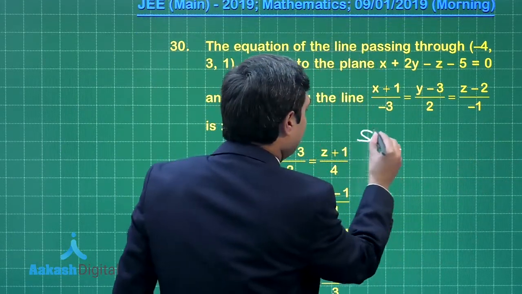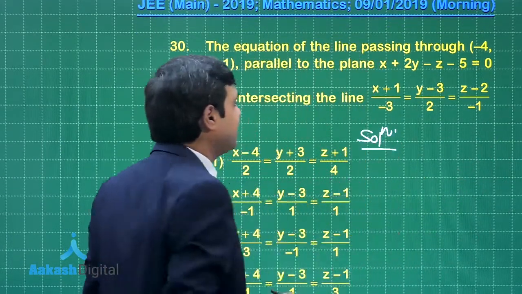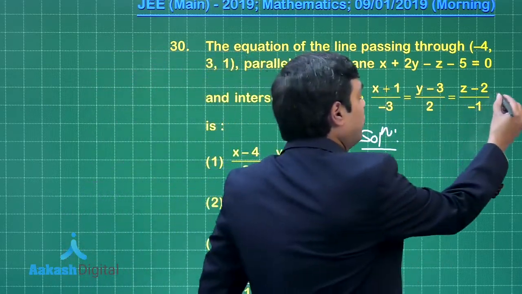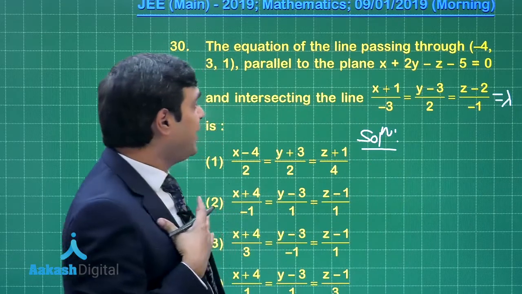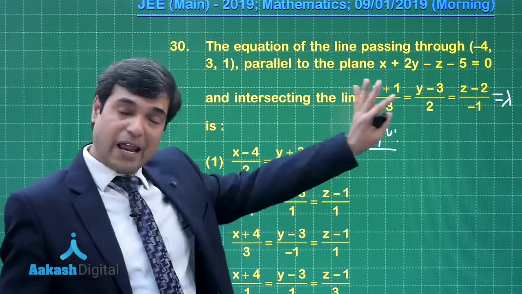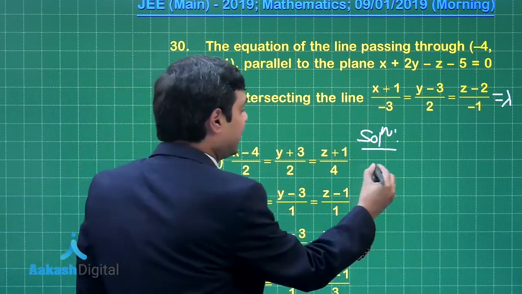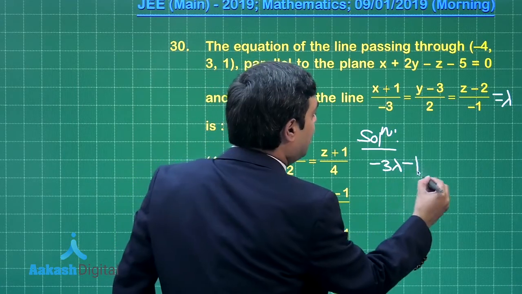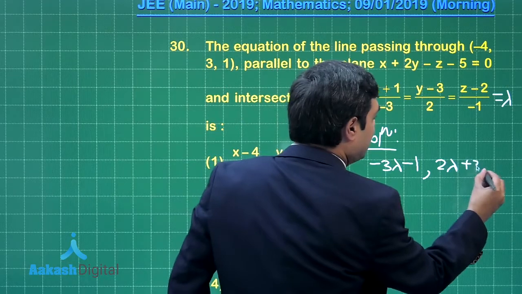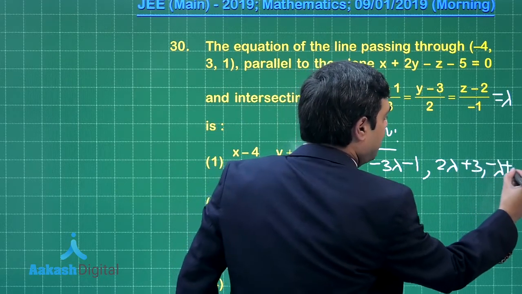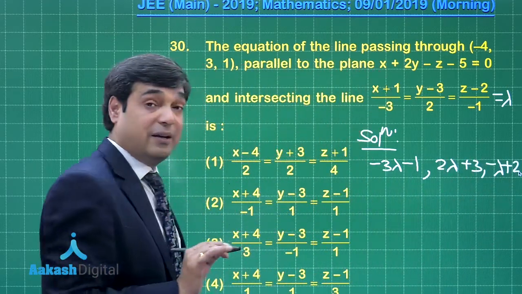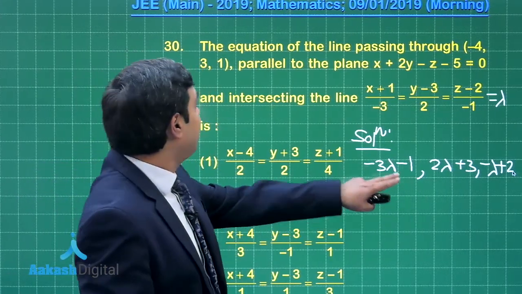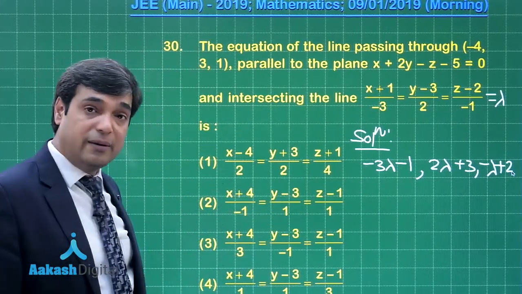Here we can see in the solution part, we can start here itself. This line is given, let's say this is equal to lambda. Our line is intersecting with it, we can have a point on this line. This point can be considered as minus 3 lambda minus 1, 2 lambda plus 3, minus lambda plus 2. So this is one point. Let's say this is the point of intersection, meaning this point is also lying on our required line.